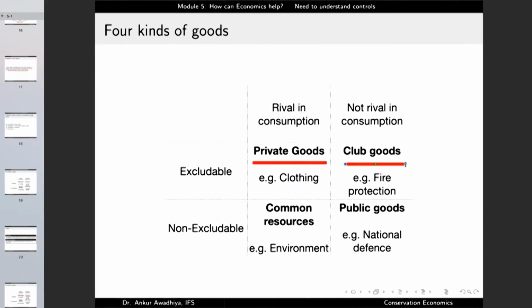So it is not a rival in consumption. So these goods are known as club goods. Then there are certain other goods that are rival in consumption, but they are non-excludable, such as the environment.